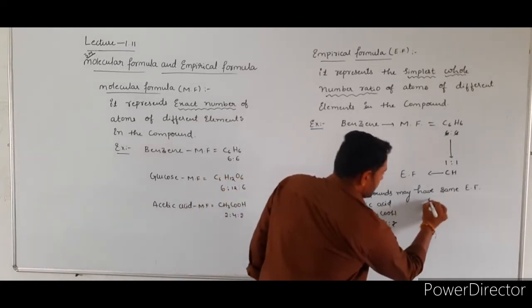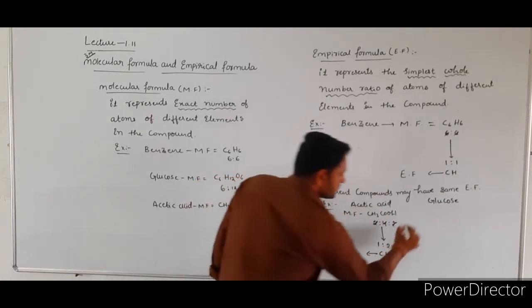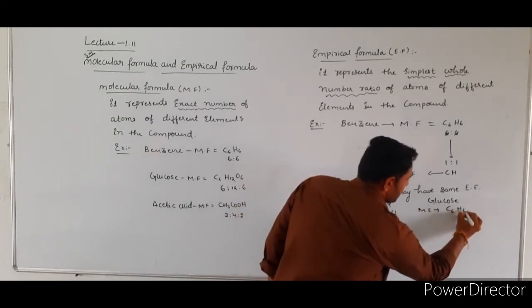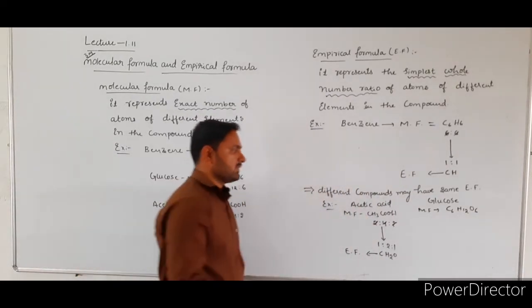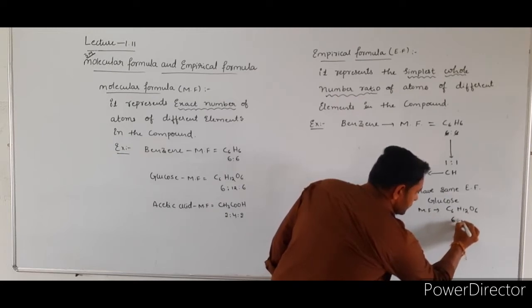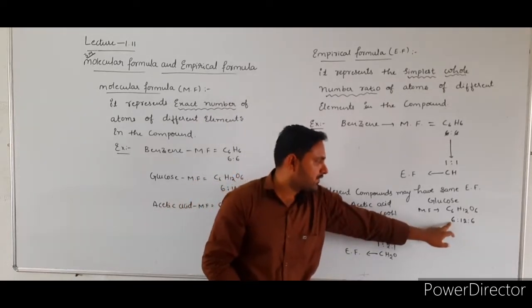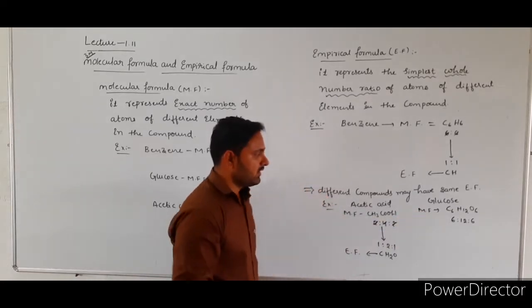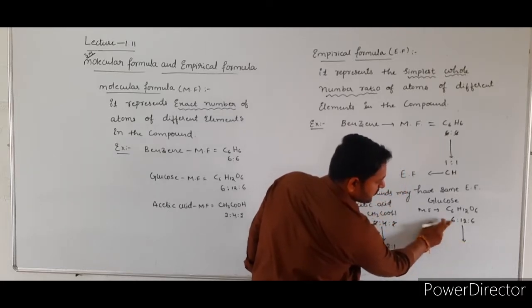Next, glucose. What is the molecular formula of glucose? C6H12O6, right? Then what is the ratio? 6:12:6. This is the exact ratio of carbon, hydrogen, oxygen in glucose. This is the molecular formula. Now you write the empirical formula. Now you write it in the simplest whole number ratio.